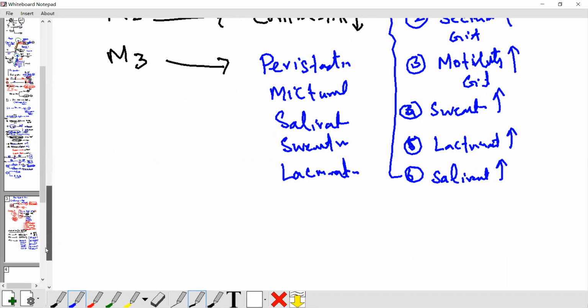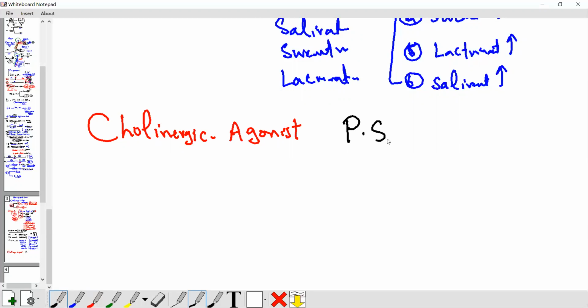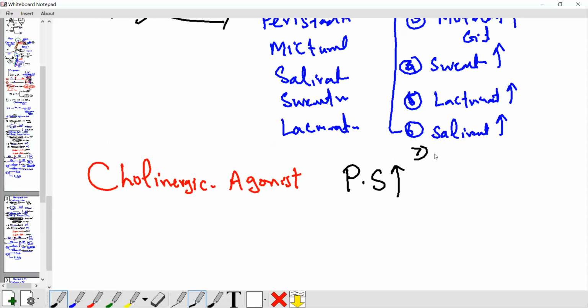So now we use some drugs here. The first group is cholinergic agonists. These cholinergic agonists increase the activity of the parasympathetic. So if you use these drugs in any patient, what happens? Decrease blood pressure, decrease heart rate, increase lacrimation, increase salivation, increase sweating, increase GIT motility, increase GIT secretion, and number 7, micturition, bladder contraction, in the urinary bladder.